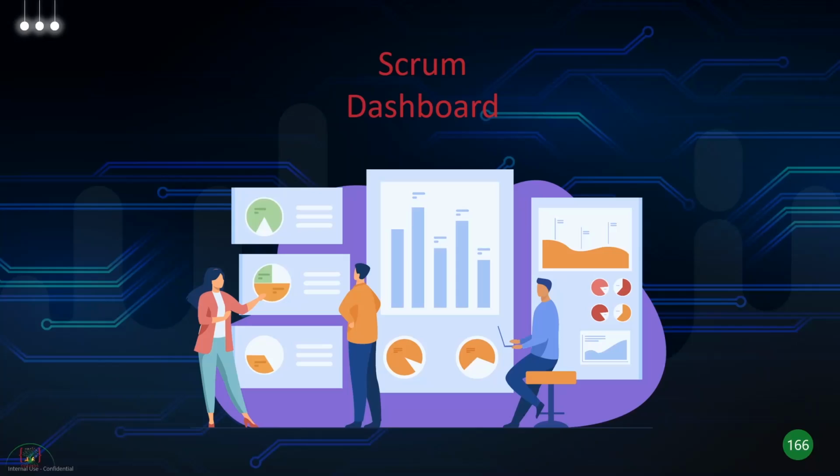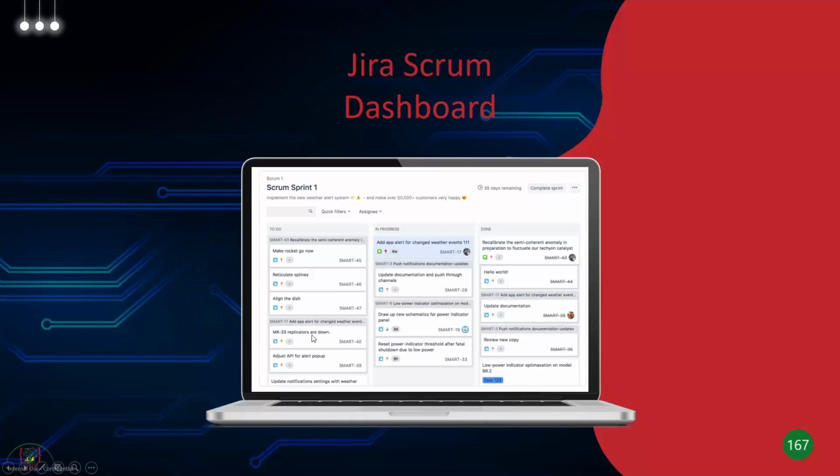Scrum dashboard, we already saw this before, but this is an example of a Scrum dashboard from Jira. So you can basically see how you're progressing on every story, which stories are in the to-do list, which stories are in progress, which stories are done. You can show this in your daily scrums along with your burn down charts.